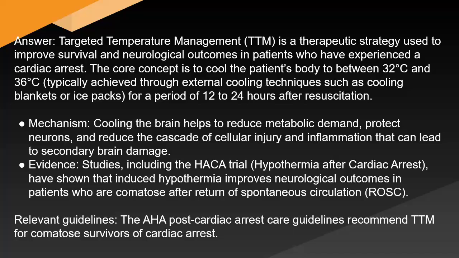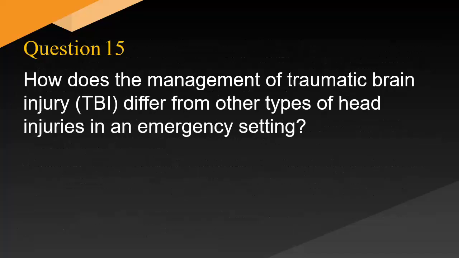Mechanism: cooling the brain helps to reduce metabolic demand, protect neurons, and reduce the cascade of cellular injury and inflammation that can lead to secondary brain damage. Evidence: studies including the HACA trial, hypothermia after cardiac arrest, have shown that induced hypothermia improves neurological outcomes in patients who are comatose after return of spontaneous circulation (ROSC). Relevant guidelines. The AHA post-cardiac arrest care guidelines recommend TTM for comatose survivors of cardiac arrest. How does the management of traumatic brain injury (TBI) differ from other types of head injuries in an emergency setting?